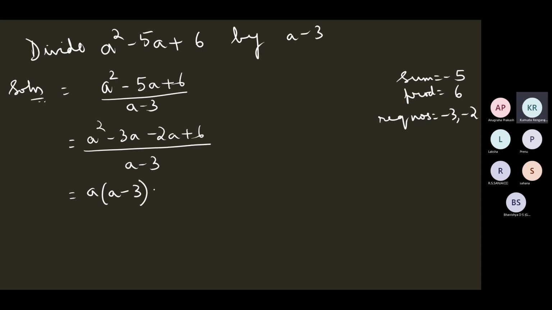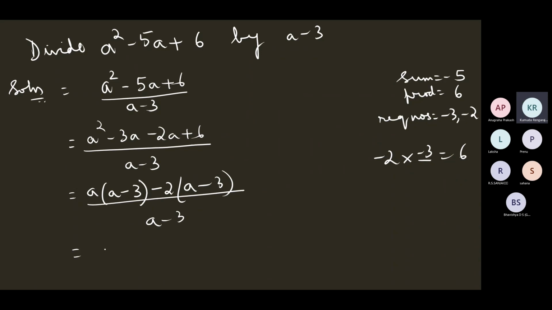Minus 2. What's common between 2A and 6? What is common between 2 and 6? 2. So in the bracket, minus 2 into what is minus 2A? Minus 2 into what is 6? Minus 2 into minus 3 is plus 6. Right? Don't forget to write the denominator A minus 3.